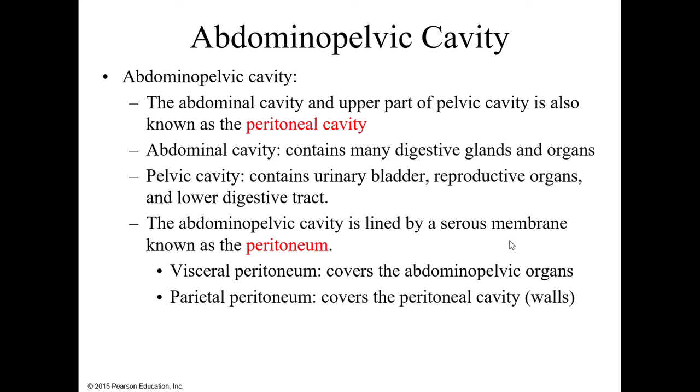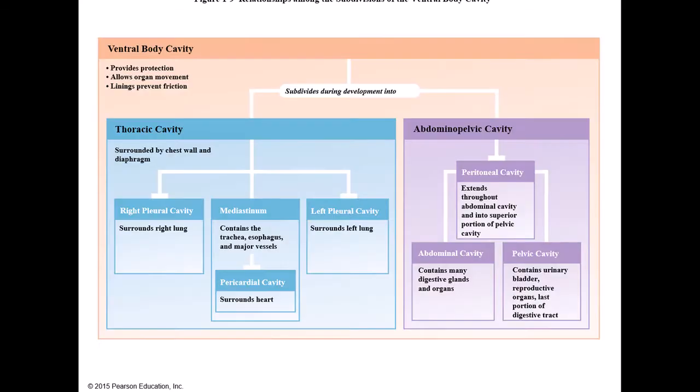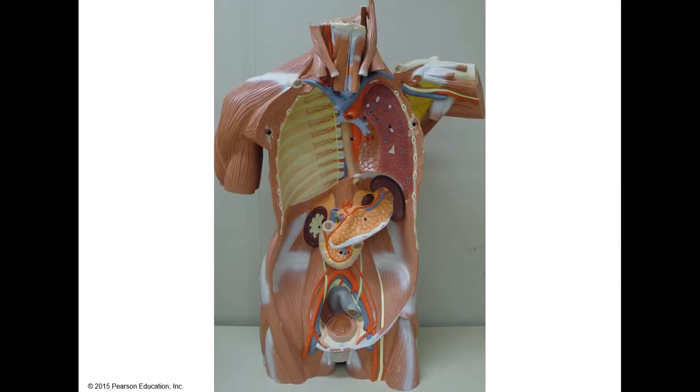If it inflamed the pericardium, it would be a pericarditis. And if it inflamed the pleura, they would call it a pleuritis. So these are important anatomical structures because they do have clinical relevance. So that ends our section on the body cavities.